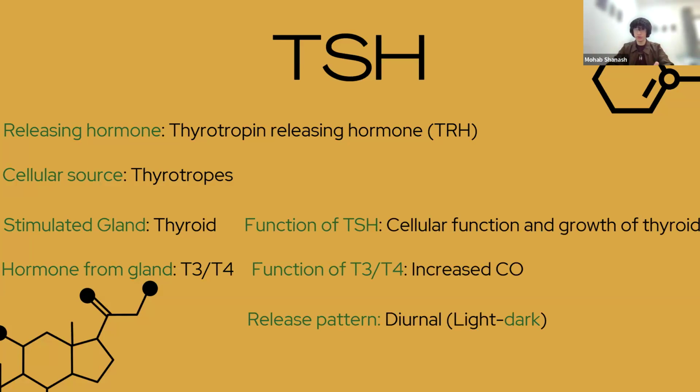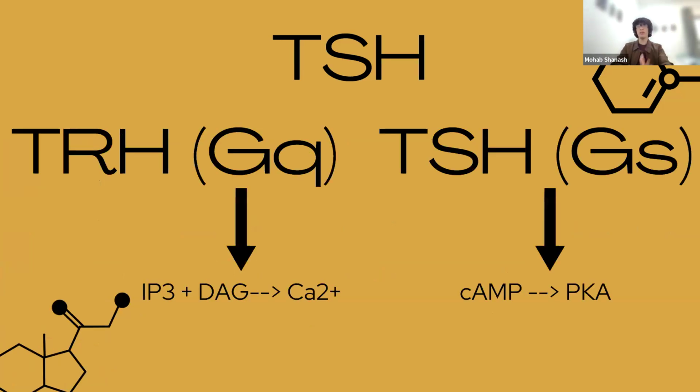Now, what is your release pattern? A release pattern is basically when the hormone gets secreted in the highest concentration, or the biggest amount of the hormone is secreted. Now, for TSH, it's a light-dark pattern, or a diurnal pattern. You could have a diurnal pattern that's activity based or a diurnal pattern that's light-dark. For TSH, it's light-dark. So you go out at night, your body processes that. Okay, this is dark. We're at night. Thyroid stimulating hormone gets released. Okay, if it's light, it still gets released, but just not as much.